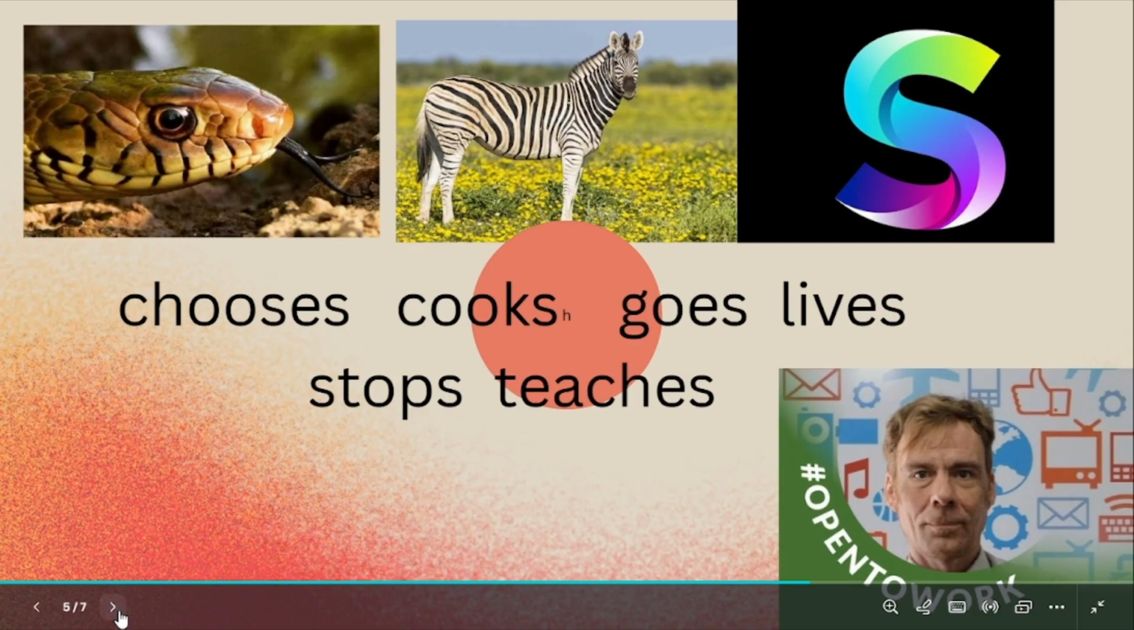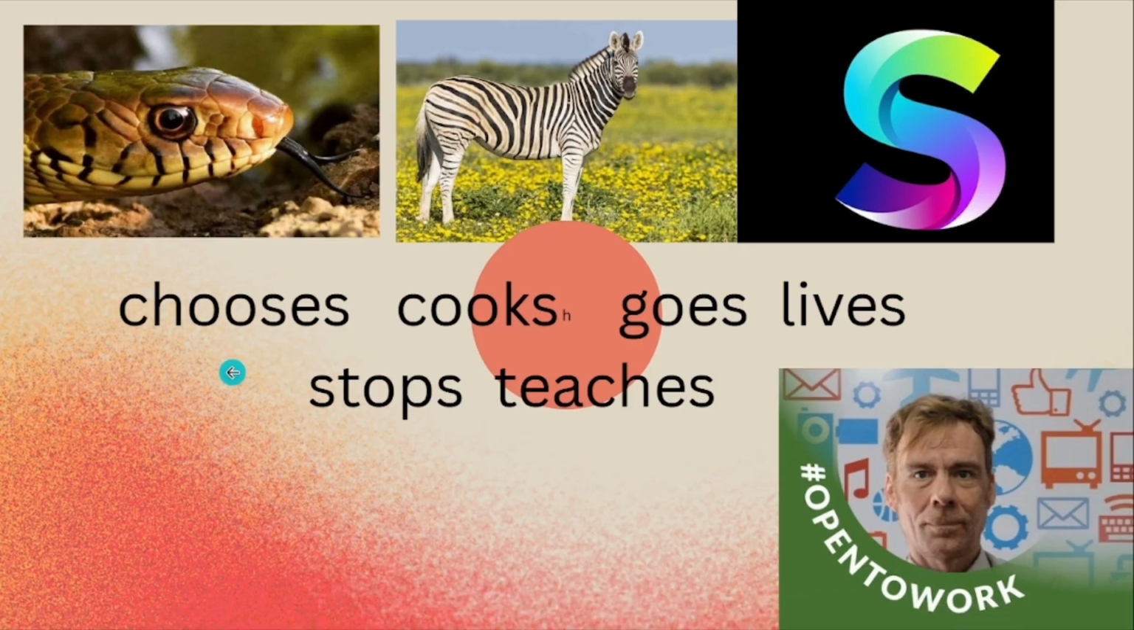All right, so let's take a look here, first of all, at some verbs and tell me which category you think each one belongs in. So our first verb is chooses. Chooses. Notice how the ES is a separate syllable that belongs in category S. Cooks. Okay, cook ends in a K. That is the snake sound.